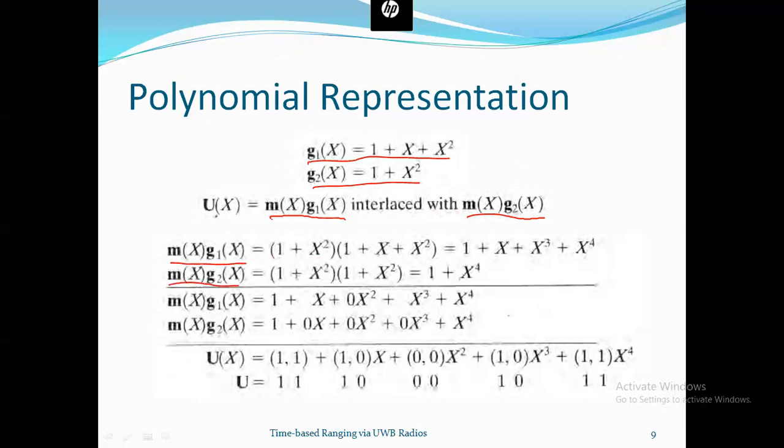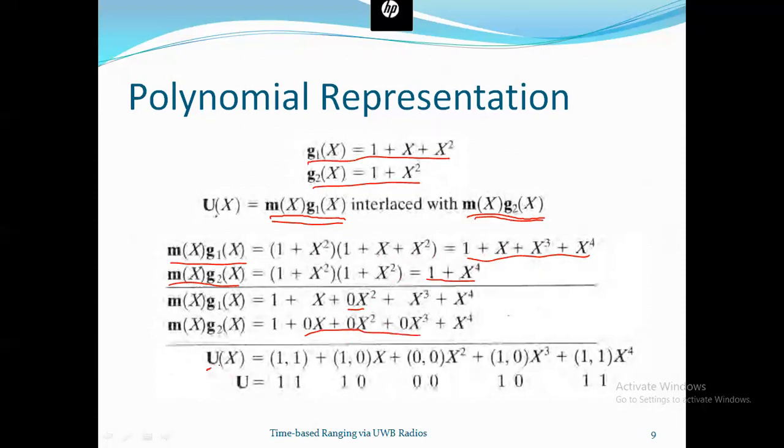And this m of x g1 of x is interlaced with m of x g2 of x. So we multiply the two polynomials, the message polynomial with the generator polynomial, and we will get this output. And we multiply with the second generator polynomial, and we will get this output. Here x squared is missing, so we will mark it 0. And here x, x cubed, and x are missing, so we'll mark these as 0.